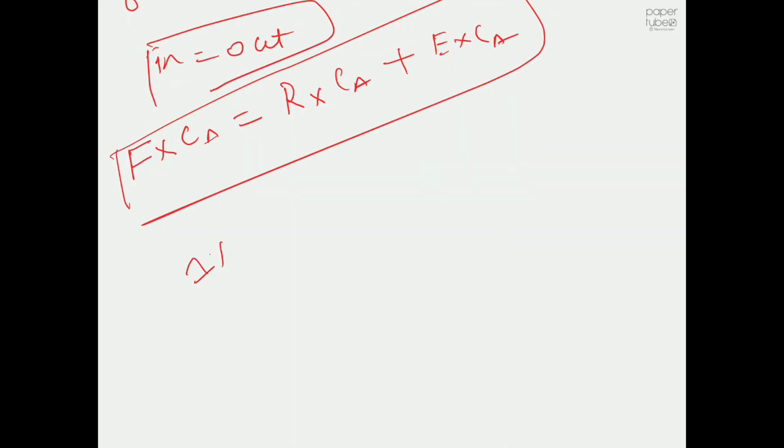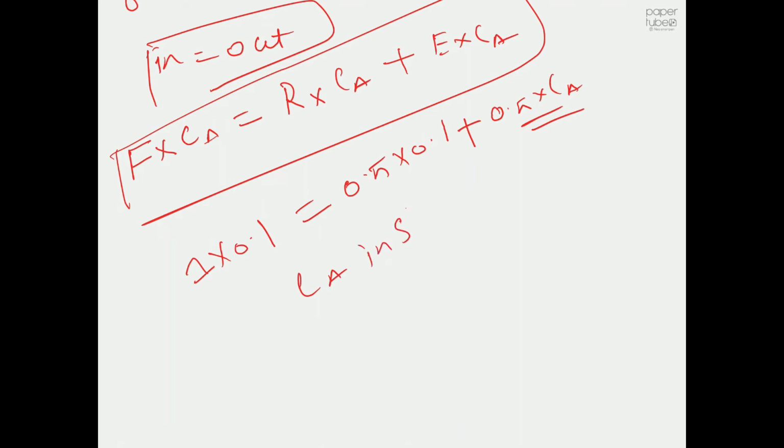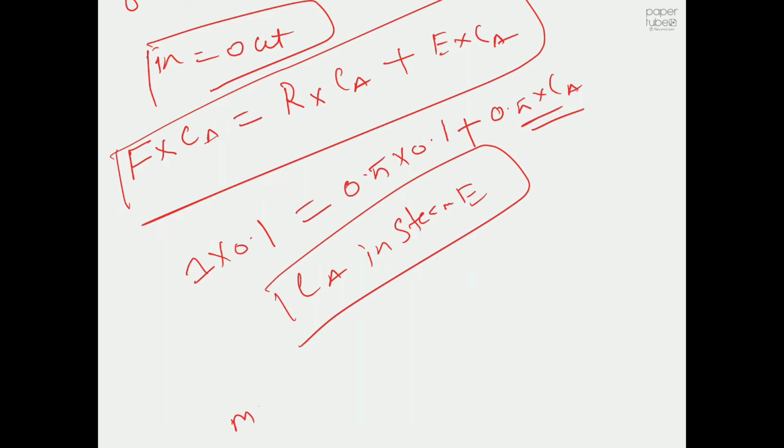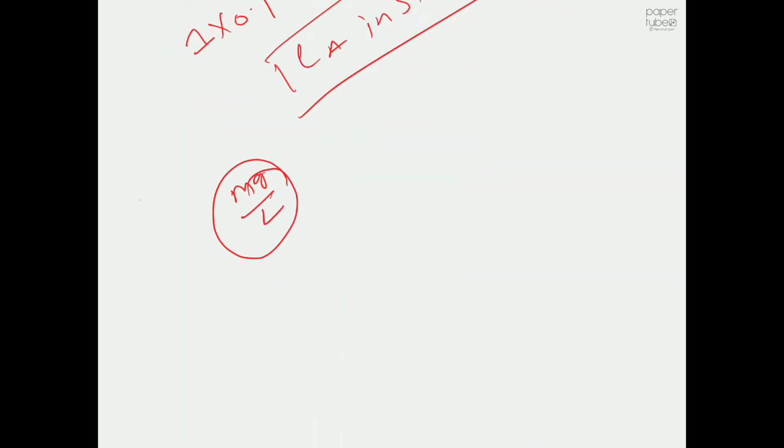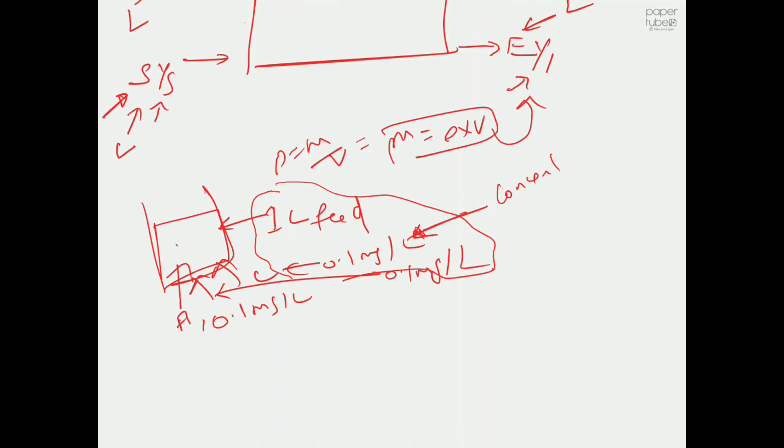So 1 multiplied by 0.1 equals 0.5 multiplied by 0.1 plus 0.5 multiplied by Ca. From this we can calculate the concentration of Ca in stream E. It's the same rule. Instead of mass fraction, we are expressing in terms of concentration, milligrams per liter, and instead of mass, we are expressing in terms of volume.